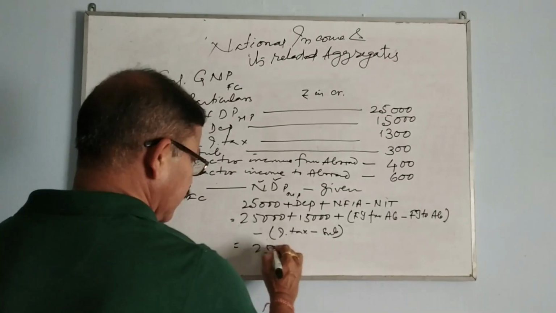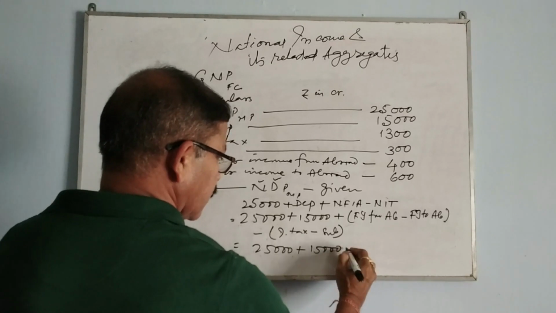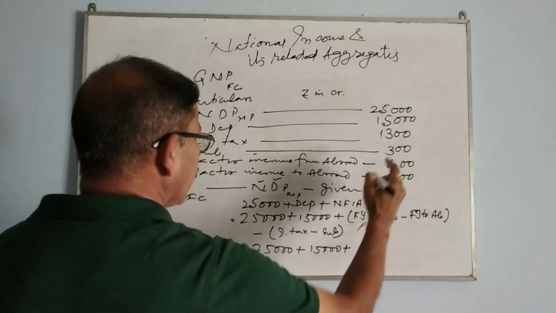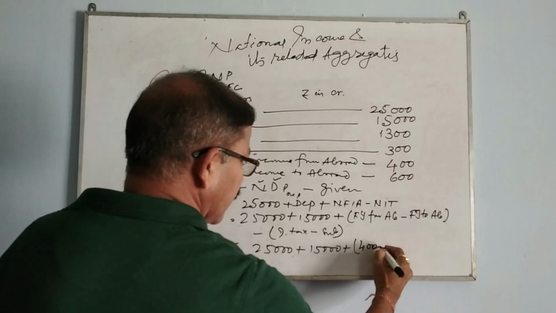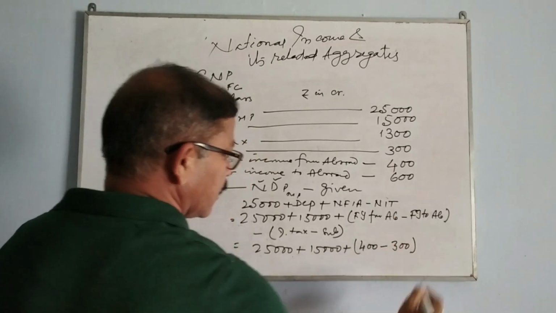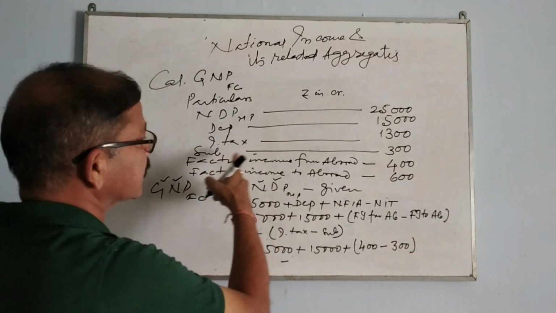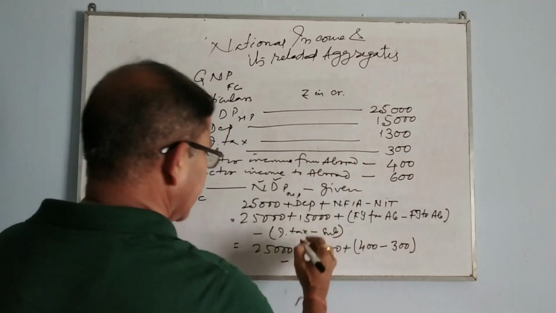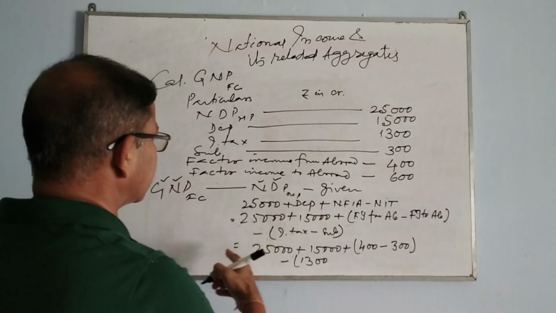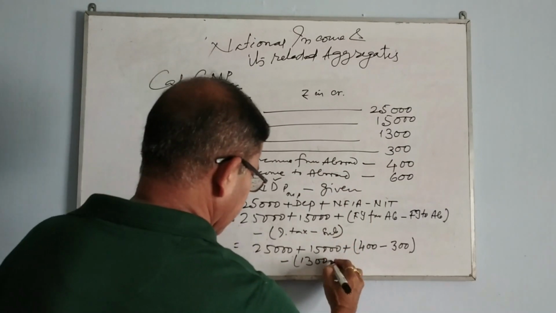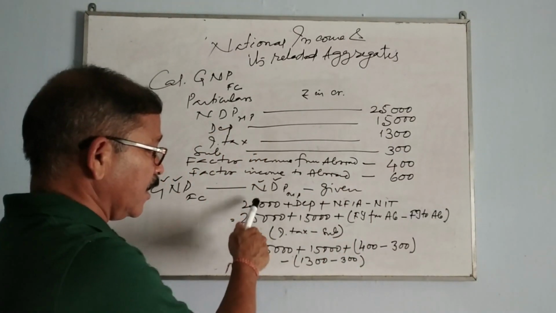Now 25,000, 15,000. Factor income from abroad, how much? 400. Factor income to abroad, 300. Right? Minus indirect tax. What is the indirect tax? 1,300. And what is subsidy? 300.